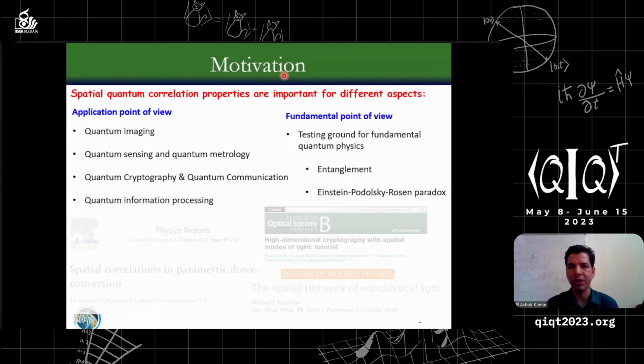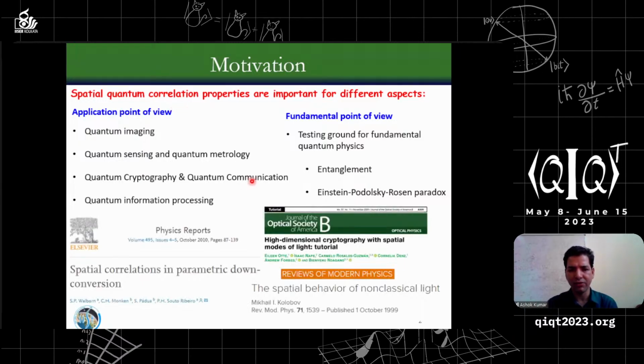To start with, I will begin with a motivation for why we are interested in spatial quantum correlation. Of course, they have twofold advantages. One is from a technological point of view, they are applicable in many quantum technologies. For example, they are useful in quantum imaging, quantum sensing, quantum cryptography, and many more. And on the other hand, from a fundamental point of view, they provide a nice test ground for entanglement testing or the Einstein-Podolsky-Rosen paradox. So we can do fundamental science as well as quantum technology with those spatial quantum correlations.